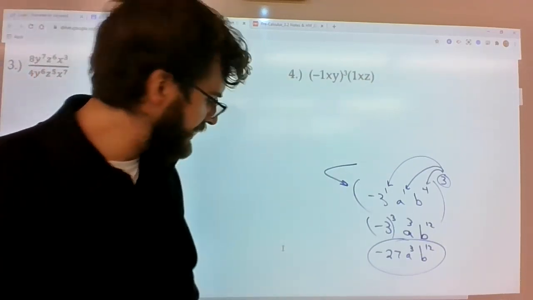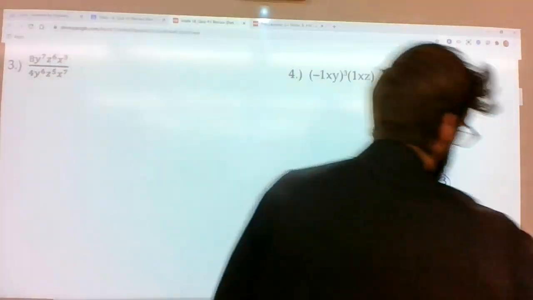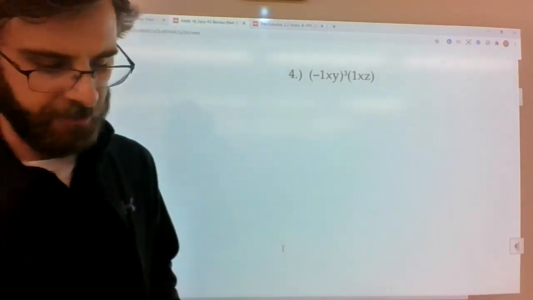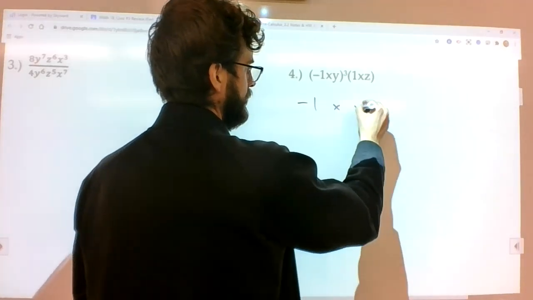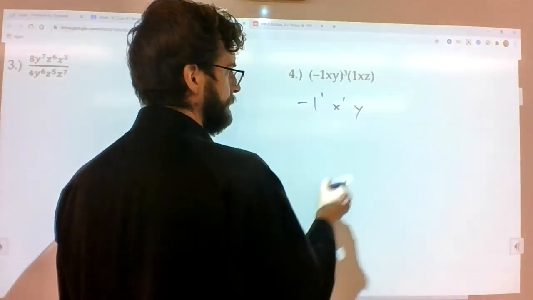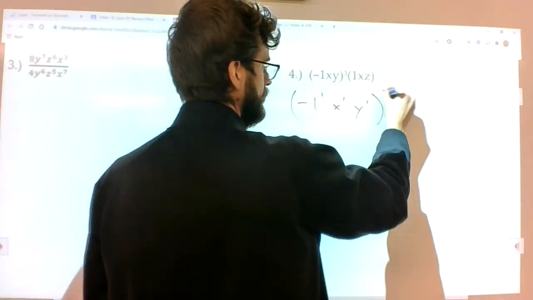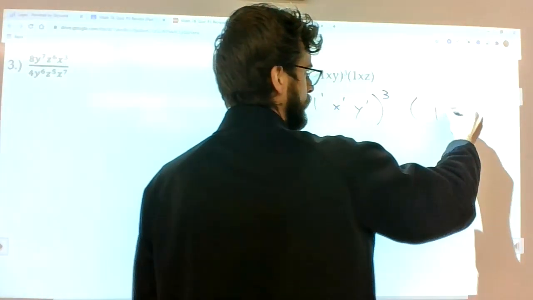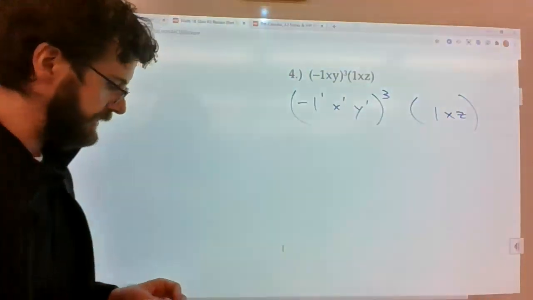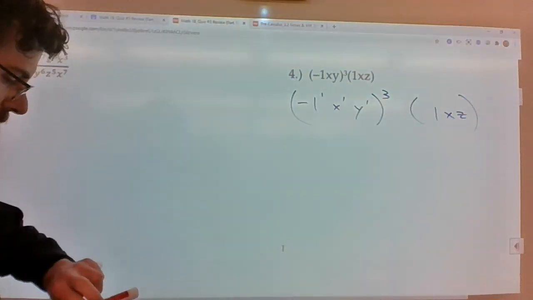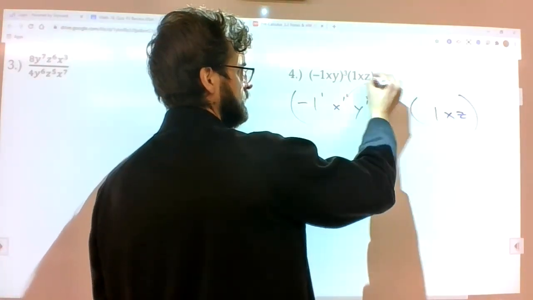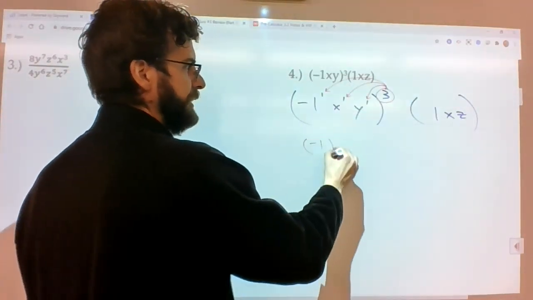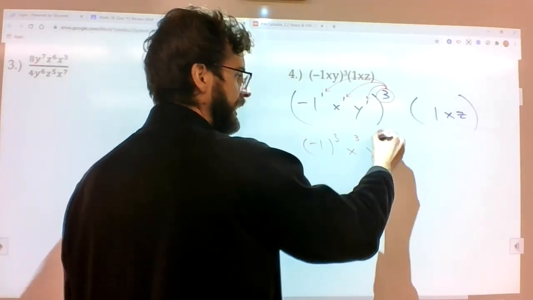All right, all this does is give us an extra group to multiply after we distribute that 3 through. So this is like negative 1 to the 1 power, x to the 1 power, y to the 1 power. And then nothing else is going on in the second set of parentheses. So I'm going to multiply every exponent in here times 3. That gives me negative 1 to the 3 power, x to the 3 power, y to the 3 power.